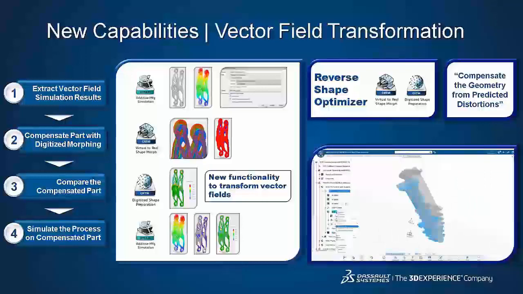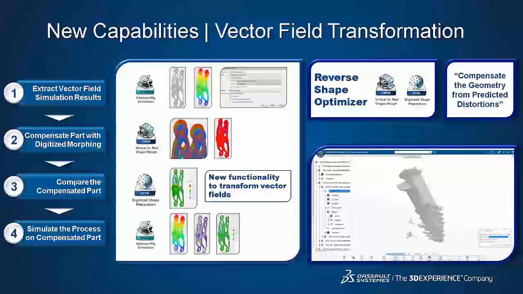We can also negatively compensate a CAD object with predicted distortion fields. So then the printing of this negatively compensated geometry would result in reduced build distortions. And we can iterate that until we reach a tolerance for the part.